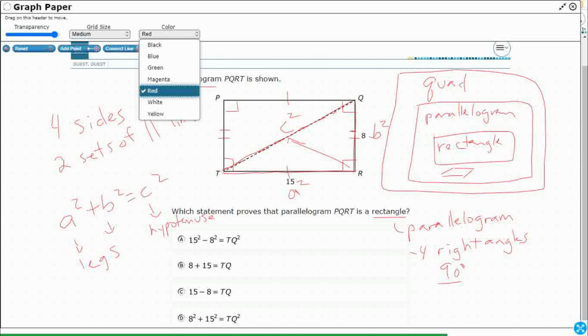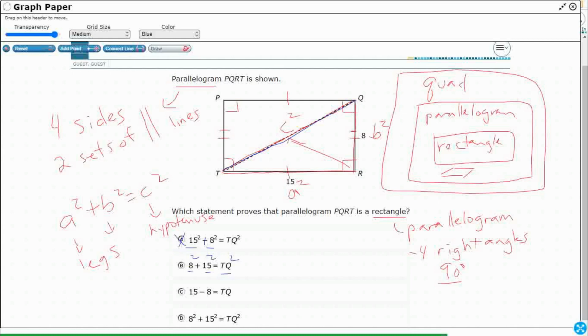See if any of these show me a squared plus b squared equals c squared, depending on the right angle they have. So I've got 15 squared minus, okay, that's not going to work because it's a squared plus b squared. So let's go ahead and get rid of that. 8 plus 15 equals TQ. TQ is this hypotenuse right here. That's great, but it needs to be squared. So that's not going to work.